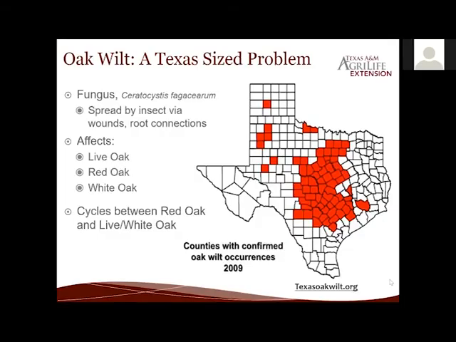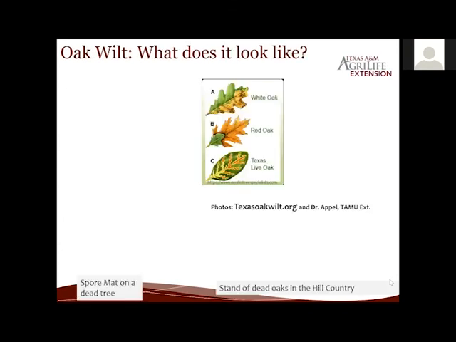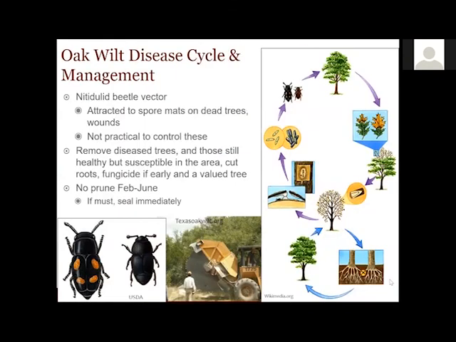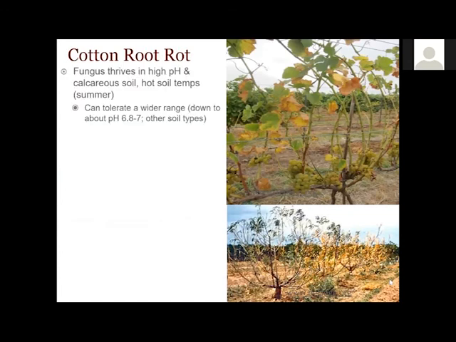Y'all can read that on your own. Oak wilt you can do on your own. Cotton root rot. We can talk about this real quick. I think we have the time.